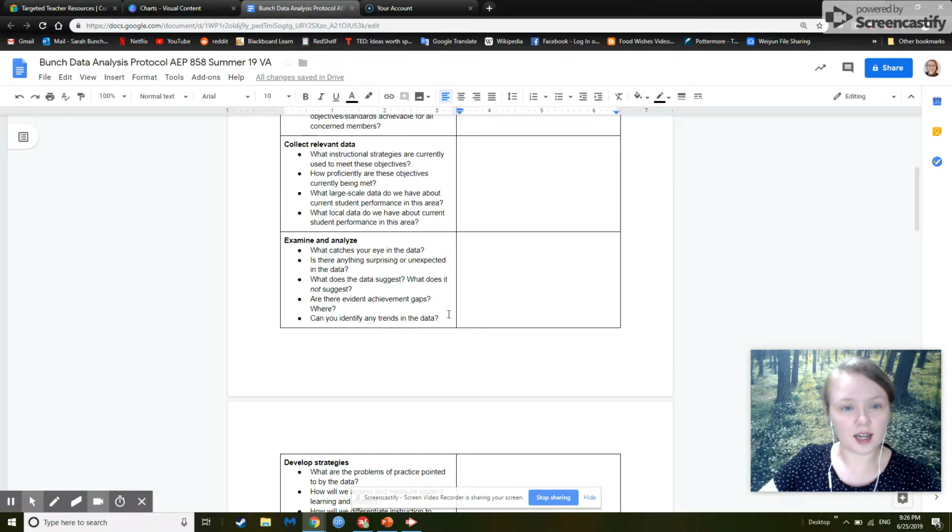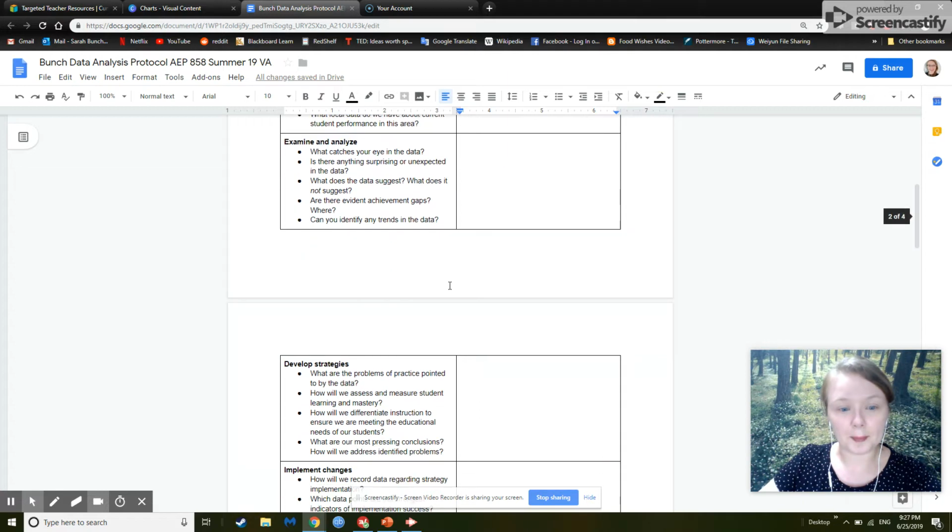So we've collected the data, we have it. Now, what catches your eye in the data? Is there anything surprising or unexpected? What does the data suggest, and what does it not suggest? Importantly, are there evident achievement gaps, and where are they? And finally, can you identify any trends in the data? Again, this would be done with diverse teams of all kinds of stakeholders across the university.